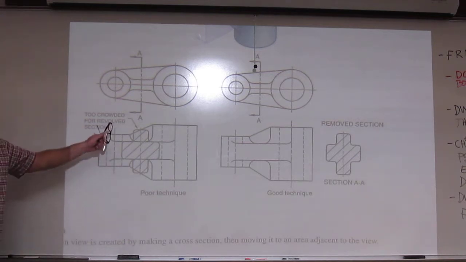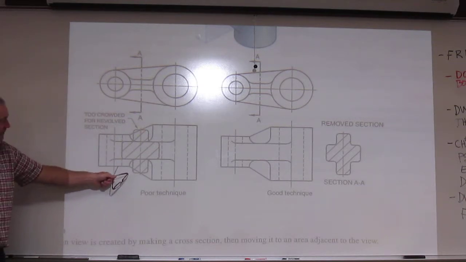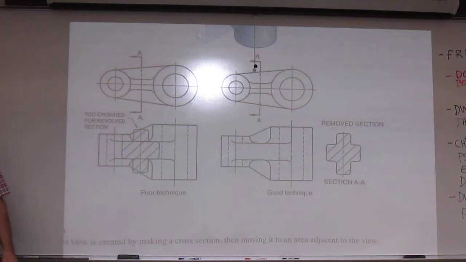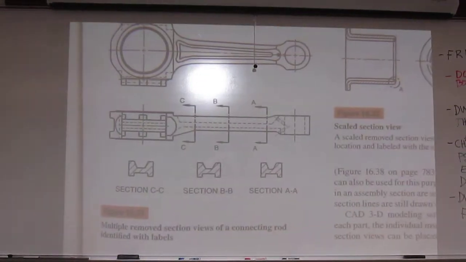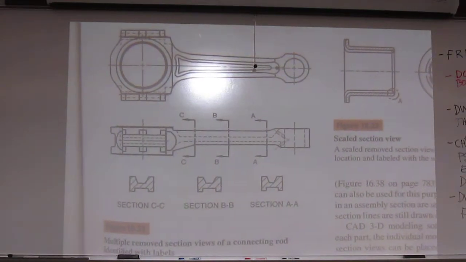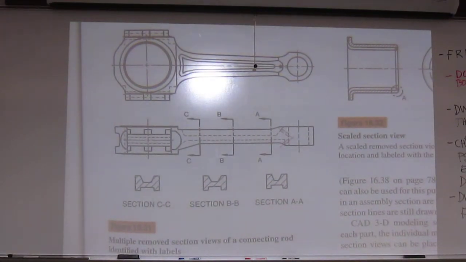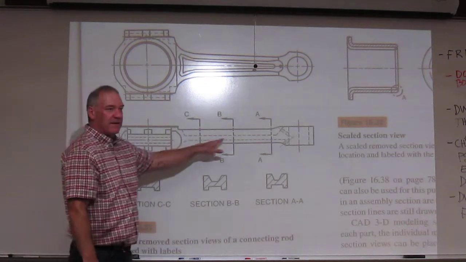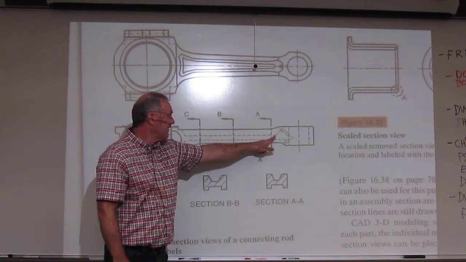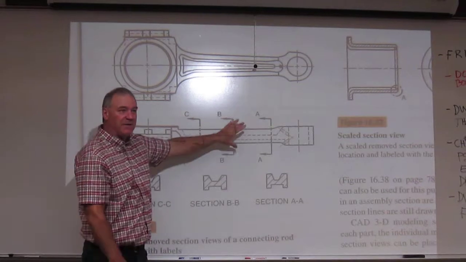So the removed section. Use this one when the revolved creates a confusing view like this one. Again, meant for structural items. A really good example of, in fact, probably the most useful of a revolved or a removed section is this one right here down below it. A rod? Okay, here we have lots of room, but they elected not to use the revolved here, here, and here because it would be too busy.